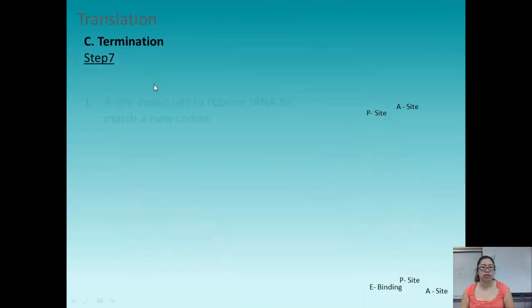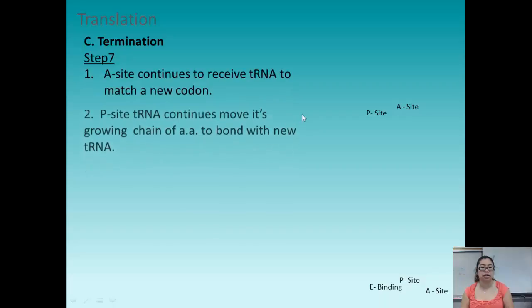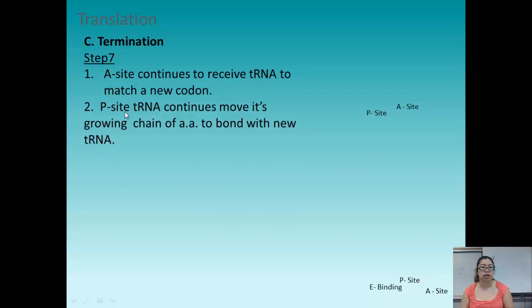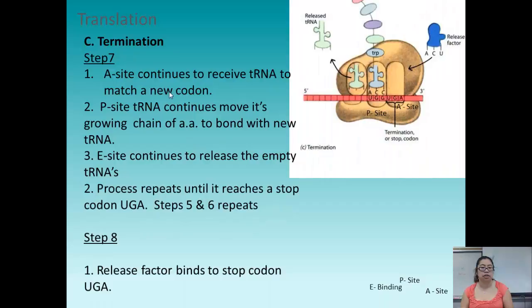Okay, next is termination, step 7. The A site continues to receive tRNA to match a new codon. Then the P site tRNA continues to move its growing chain of amino acids to bond with the new tRNA. So let's go ahead and get our picture going here.